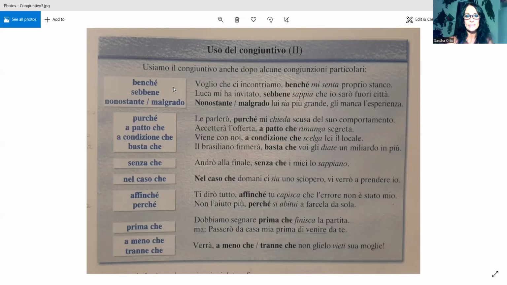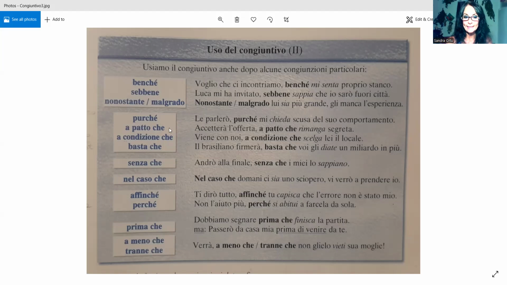So here we have very similar: benché, sebbene, nonostante, despite, although. So after these words, we need subjunctive. One example, voglio che ci incontriamo benché mi senta proprio stanco. I want us to meet, despite the fact, although I'm feeling really tired. Here we have, so these are quite similar. In each box, there are similar expressions.